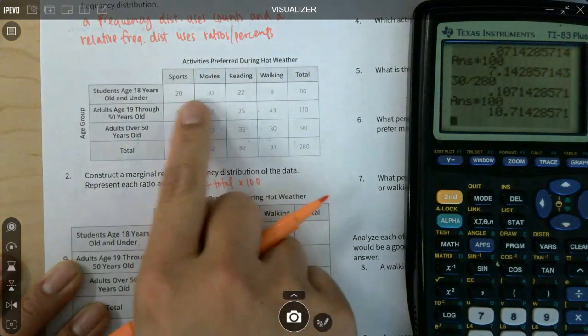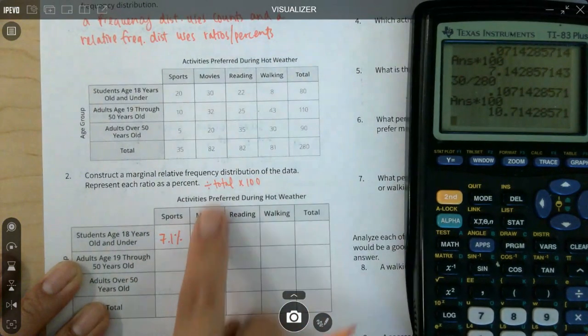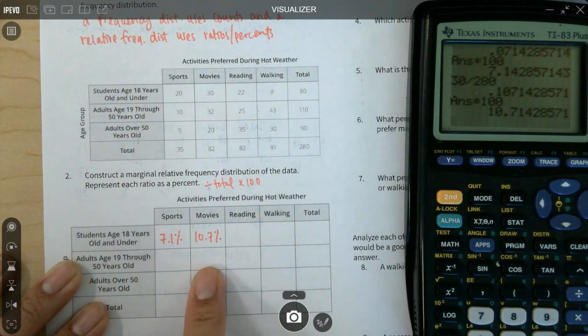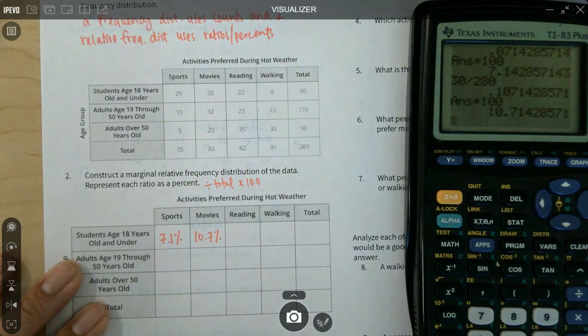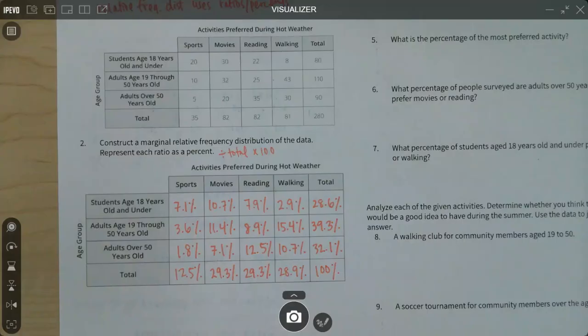Okay, and you're going to do that for every cell here. So all of these numbers are going to be converted to percentages by dividing by the total and multiplying by 100 to convert it to a percent. So I'm going to pause the video and do that.